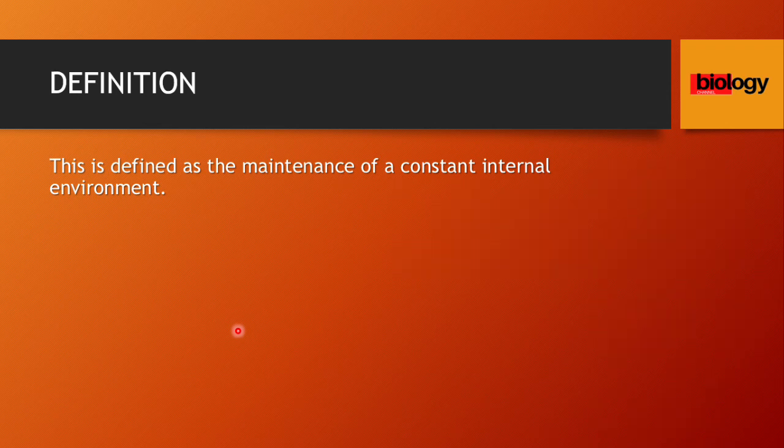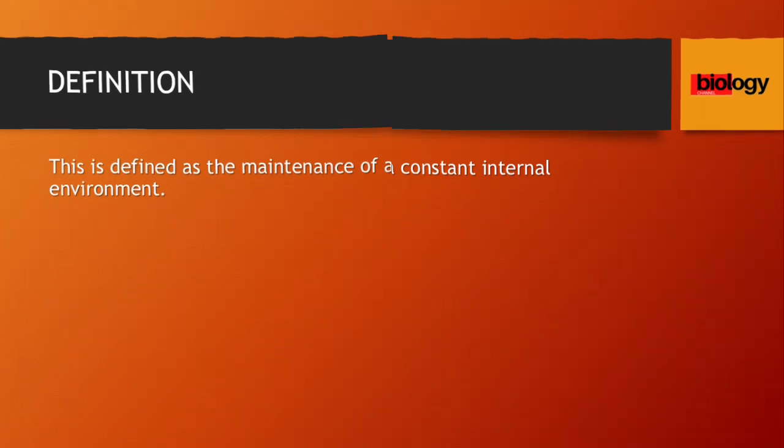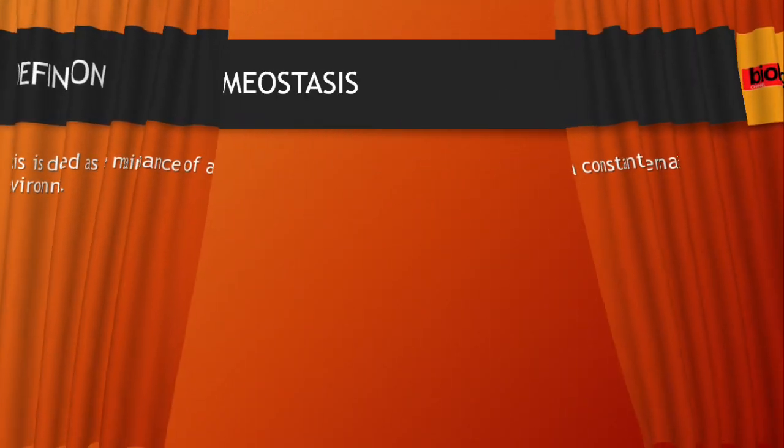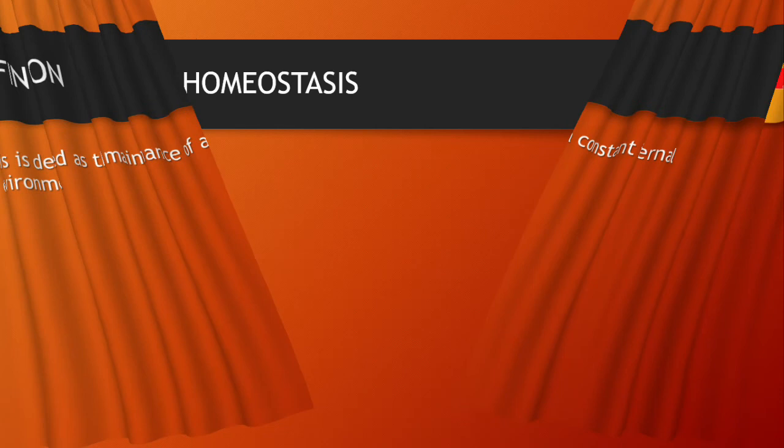There is need of that clean internal environment, and that clean internal environment involves the removal of things that are not needed, the toxic things. So there is a maintenance of different things in our bodies, and they are all maintained under the process of homeostasis. Having defined homeostasis, let's look at the types of homeostasis.